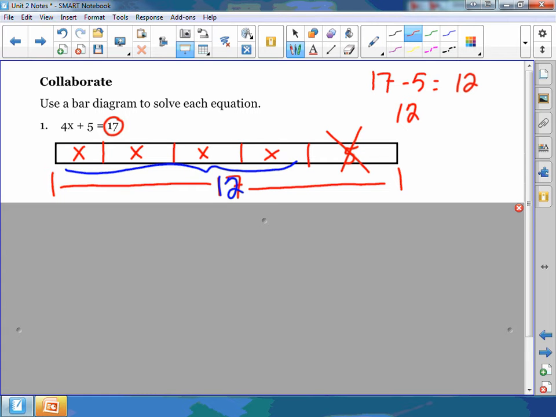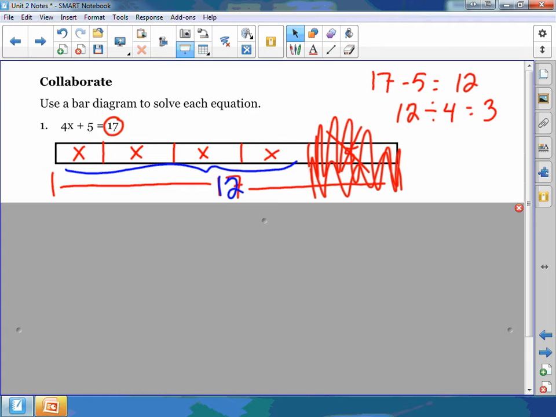Another way to look at it is as a division problem. So I could divide 12 by what? 4, into 4 equal parts. And that must mean that every part is equal to 3. So the bar is demonstrating that. It's like we removed this part, and we took away the equivalent amount of the 17. So we're left with just this 12. Break that up into 4 equal parts. Y equals 3, or x equals 3.